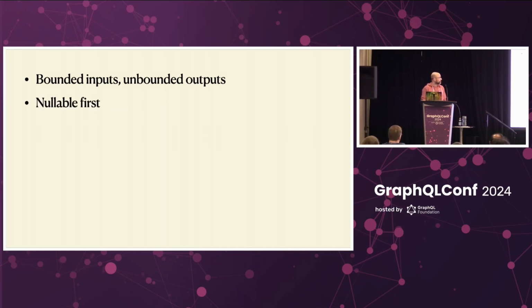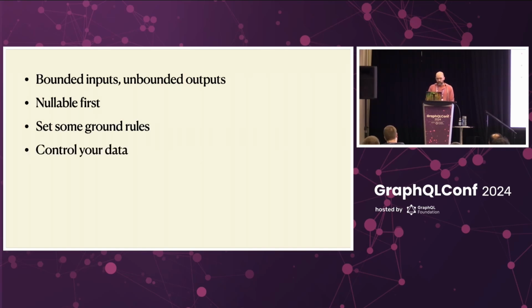Nullable first. I think I'll have to say this 10 billion more times, but that's actually worth saying 10 billion times. Set some ground rules as you see the API picking up steam. It helps you maintain some sanity around making sure that everybody's thinking about the API and how to structure it in the same vein. Control your data so that you can get some sleep, because sleep is good.